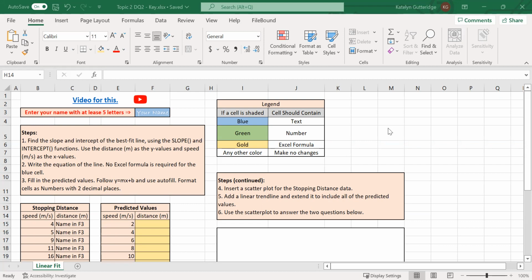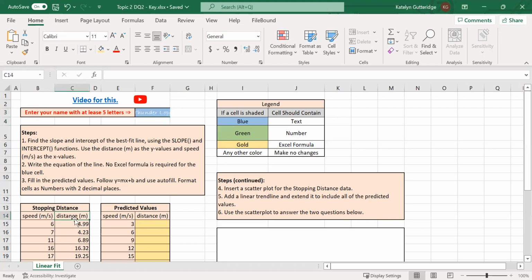In this DQ, we are going to look at another linear example. This example is going to be similar to the other linear example we looked at. The main difference is that the original data we start with is not going to be perfectly linear. So the data we're starting with is going to be close to linear. We're going to find a best fit line for it, and we're going to use that to predict values and answer some questions. All right, so as always, start by putting your name in the blue cell.